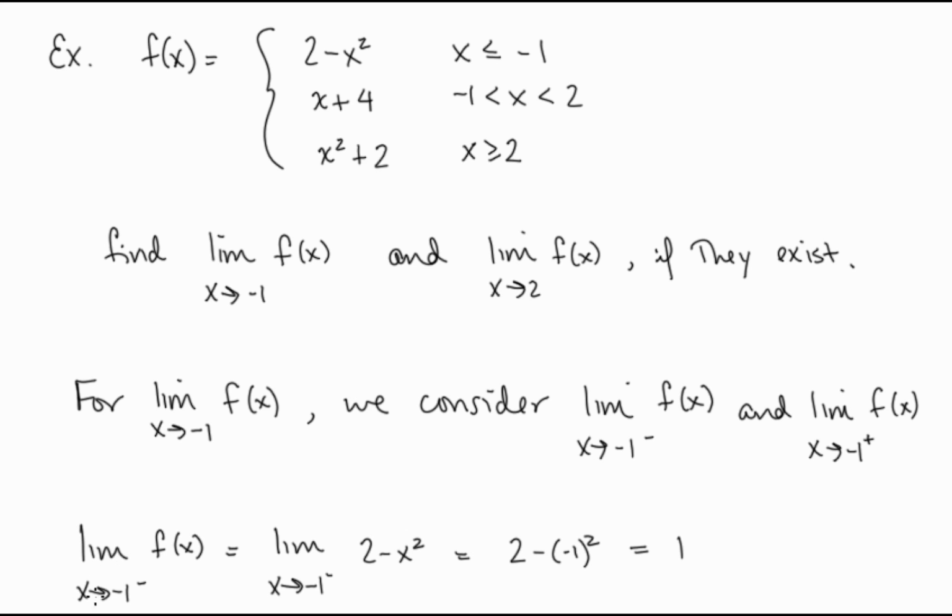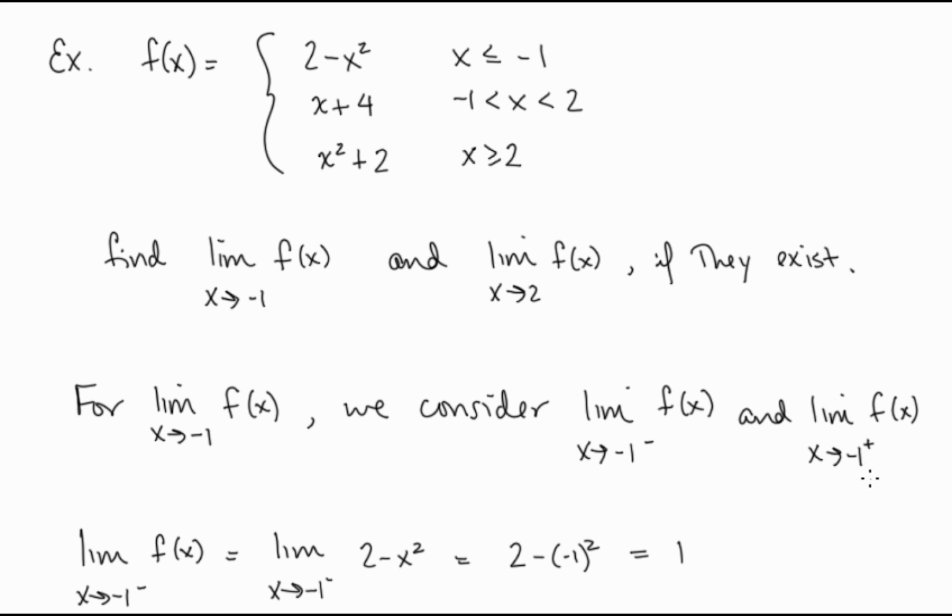So for the limit as x goes to negative 1 from the left of f of x, this is the limit as x goes to negative 1 from the left of 2 minus x squared. And this we can just plug in. It's a polynomial function. So this limit is equal to 1. But the limit as x goes to negative 1 from the right is going to have to use this function, x plus 4, because x being greater than negative 1 falls into this category.